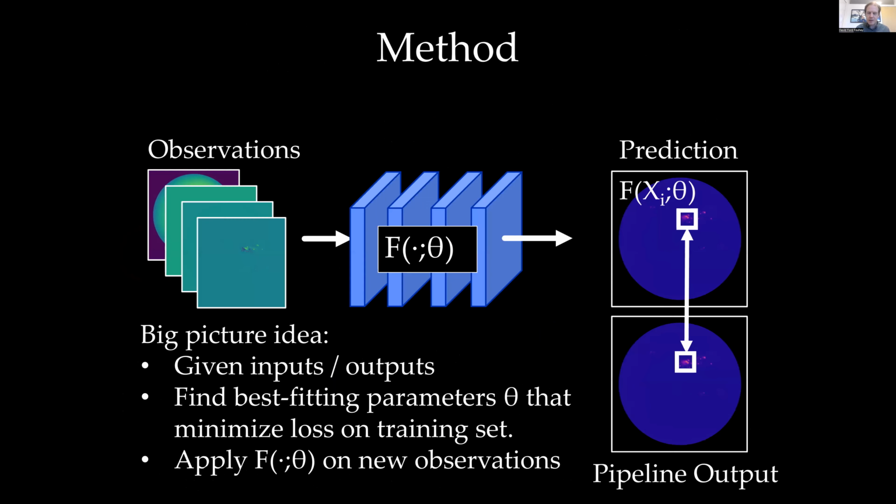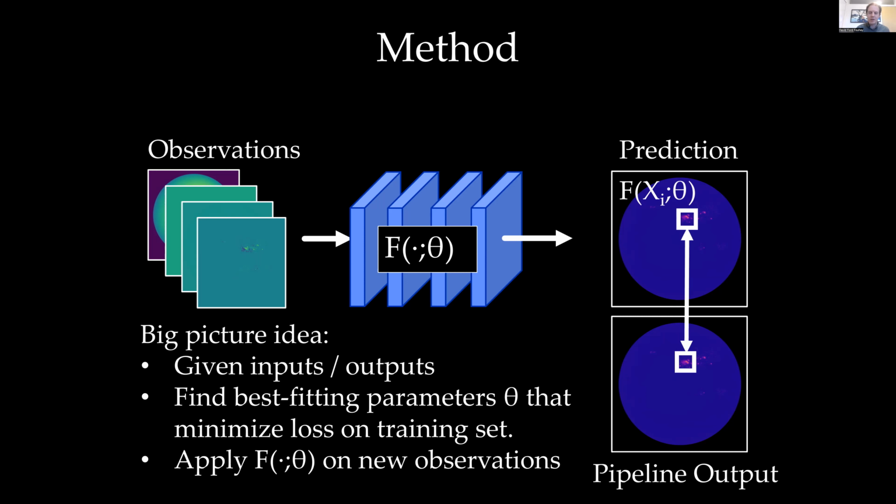Let me introduce how we can emulate a pipeline. The idea is that if we have inputs and outputs from a single pipeline, we can try to produce some sort of parametric function that can emulate it, or produce synthetic versions of the pipeline's outputs. For example, we might have observations from the HMI instrument and its pipeline output. We'll try to learn a function f, which has parameters theta, so that the parameters minimize the loss on a training set. Given a bunch of inputs and outputs, we can find the best fitting function. That's the deep learning approach in one slide.